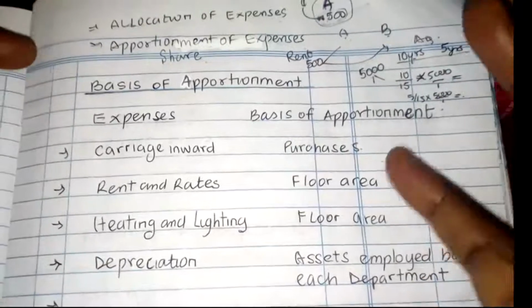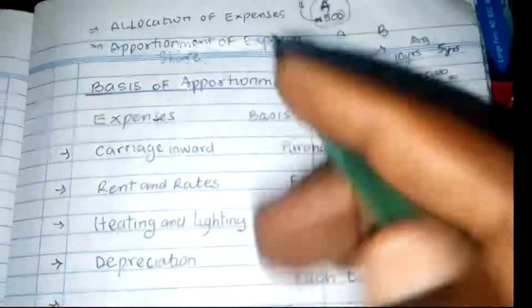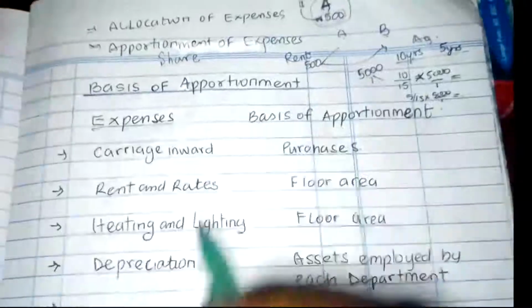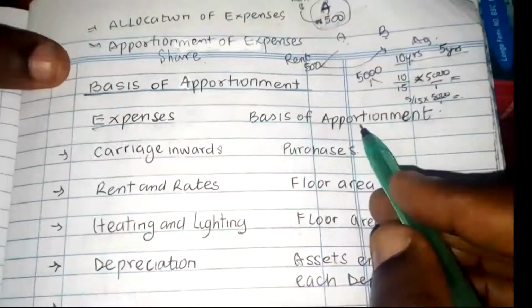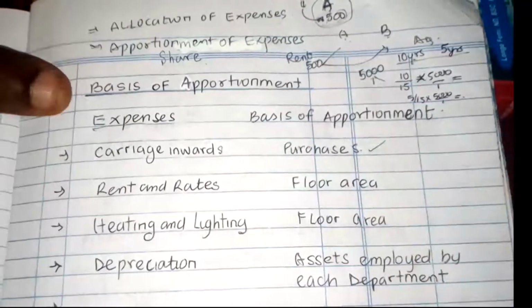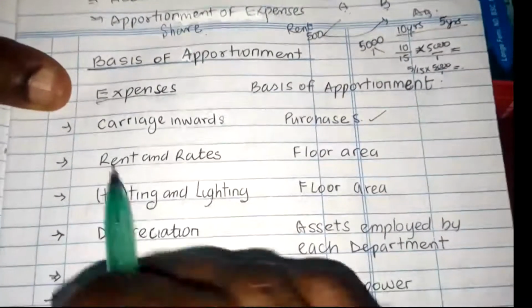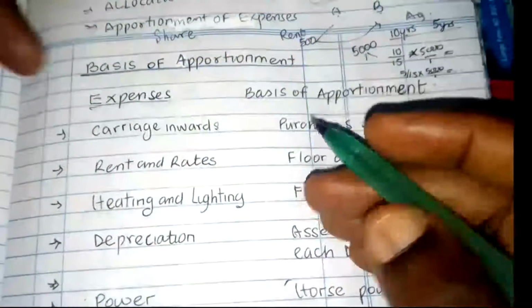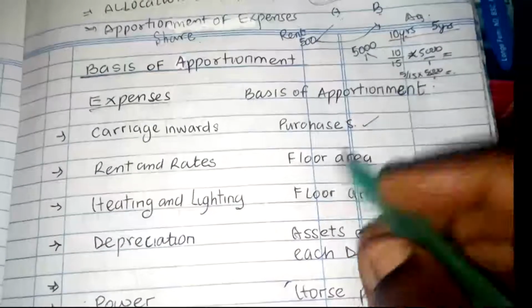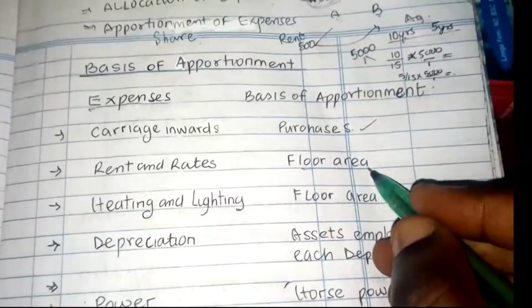Hope you understand. So let us put this into practice. Let's consider a practice question. The purchases of departments are given as follows. Carriage inwards is 30,000.